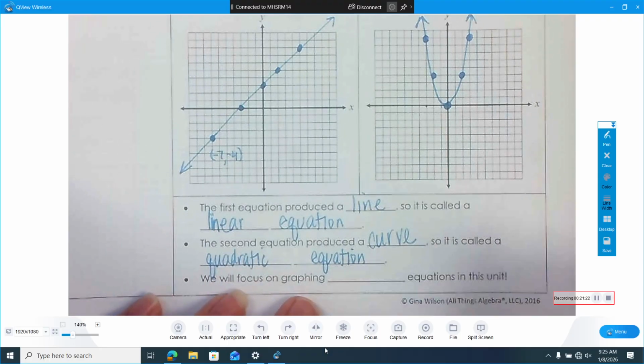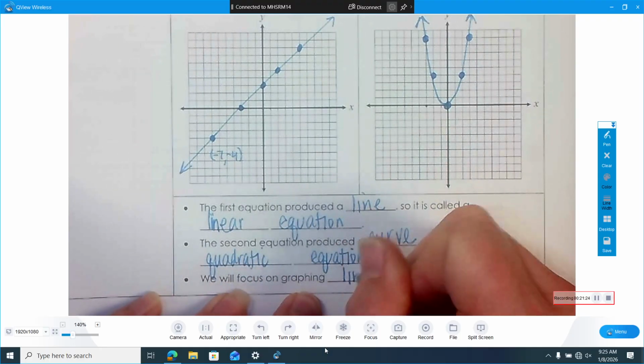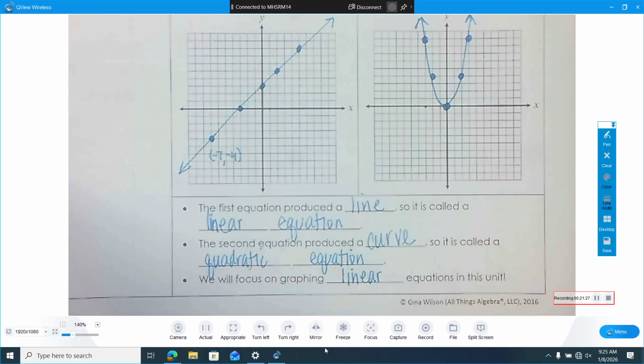And we're going to focus on graphing linear equations in this unit. So linear, again, means lines. We're focusing on lines. All right, turn the page.